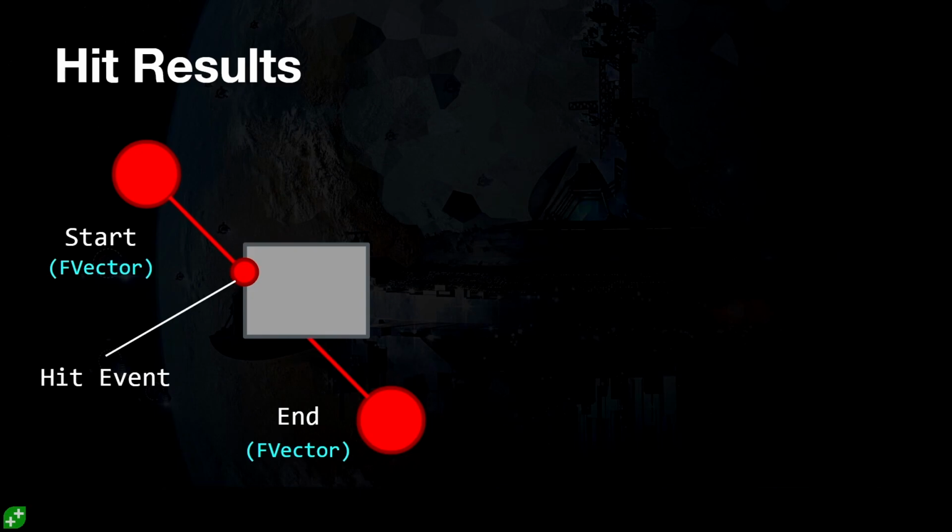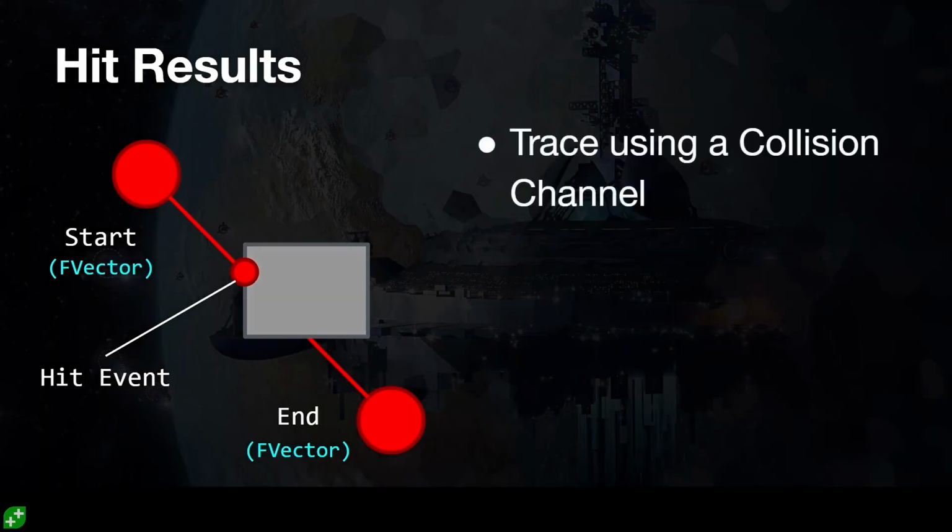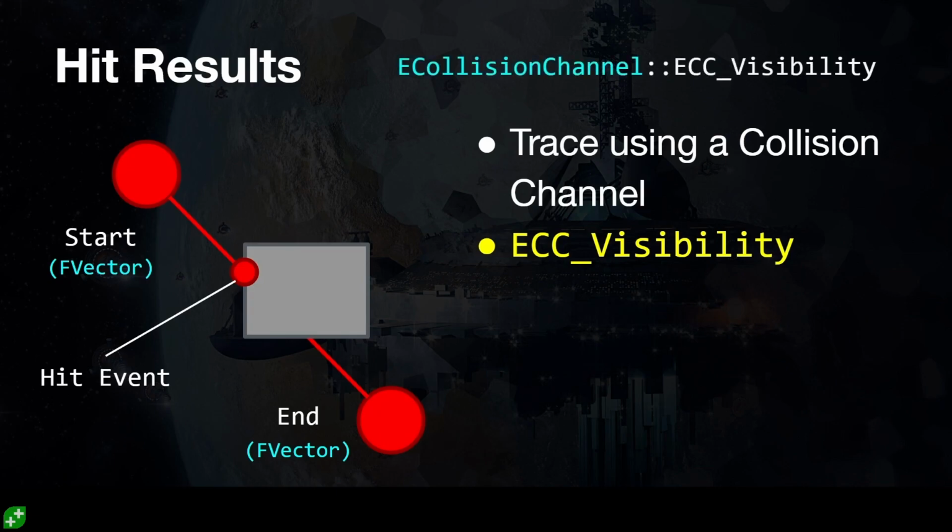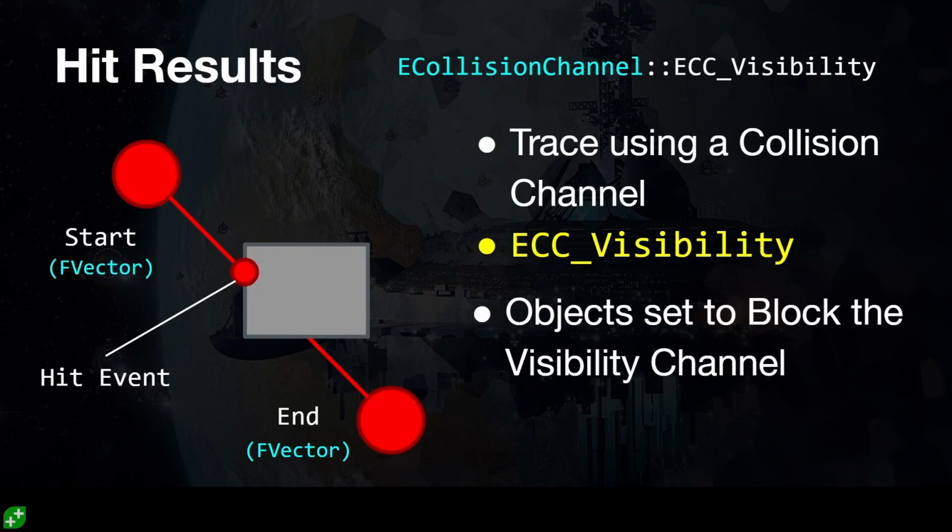Now, when we perform a line trace, we do so by specifying a collision channel. Usually with line traces, we choose the channel called visibility. There exists an enum called ECollisionChannel, and in this enum, there's an enum constant called ECC_Visibility. This is one of the parameters we specify when performing a line trace. Now, if we specify the visibility channel, that means objects that are set to block the visibility channel in their collision settings will register hit events. Any objects that are not set to block the visibility channel will not generate hit events.